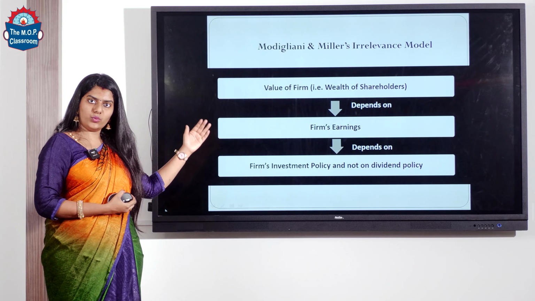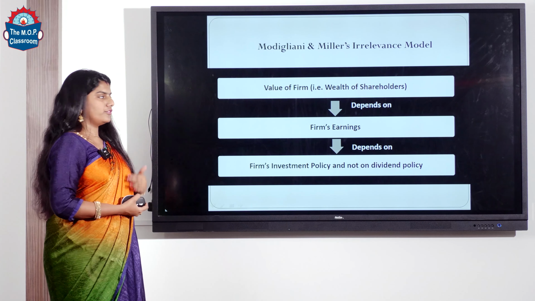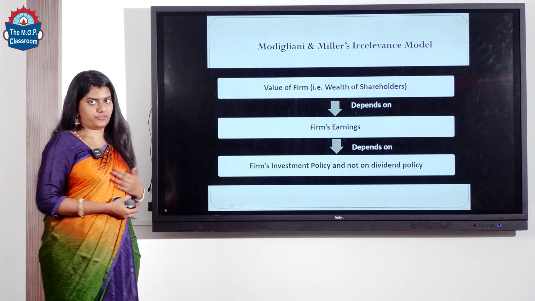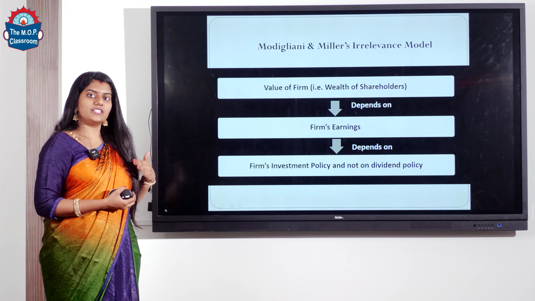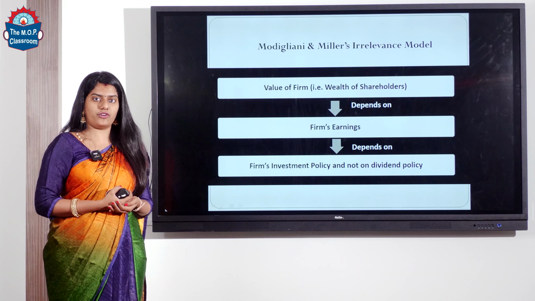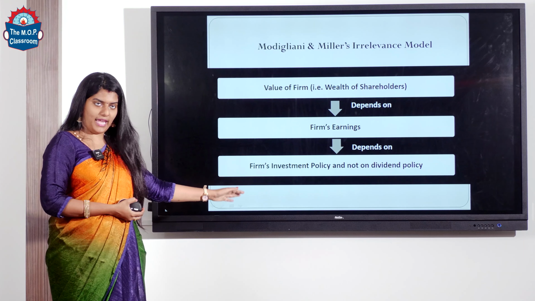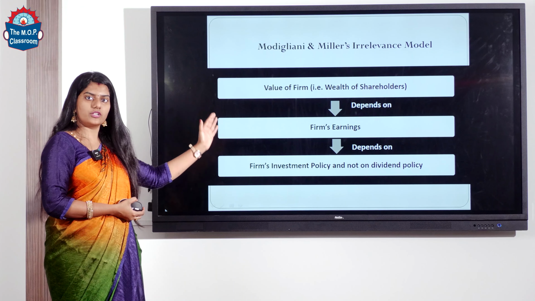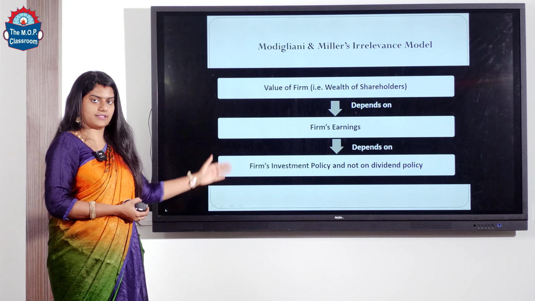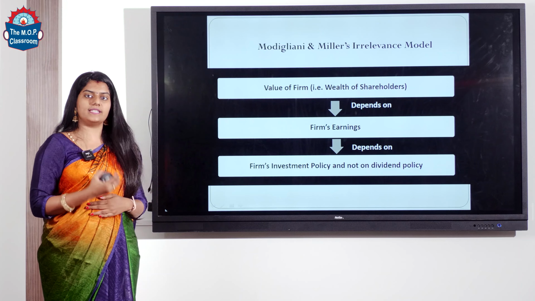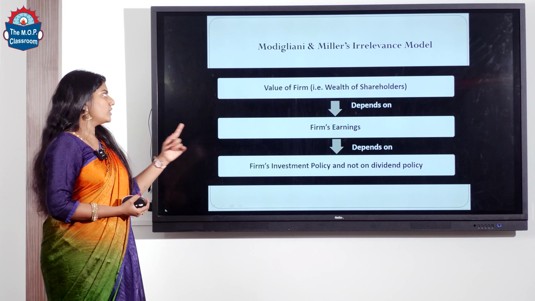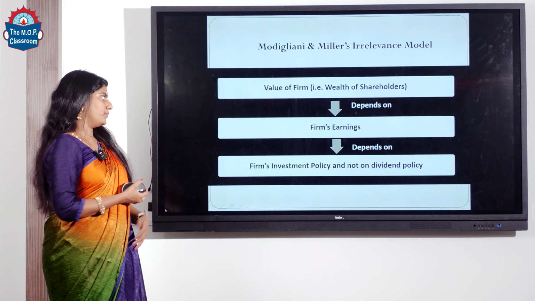First, we have the value of the firm. This value of the firm depends on the earning of the firm. The earning of the firm depends on the investment policy that the firm makes and not on the dividend policy. So the better investment you make, you get better earnings, because of which the value of the firm increases. So any form of dividend policy that the company follows will not affect the value of the firm.